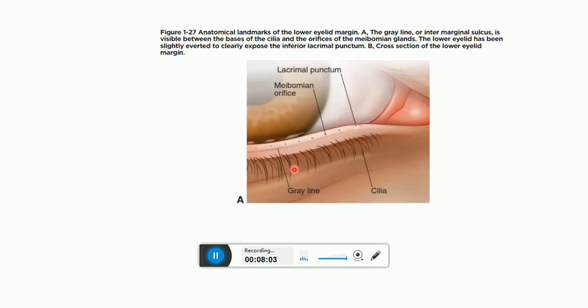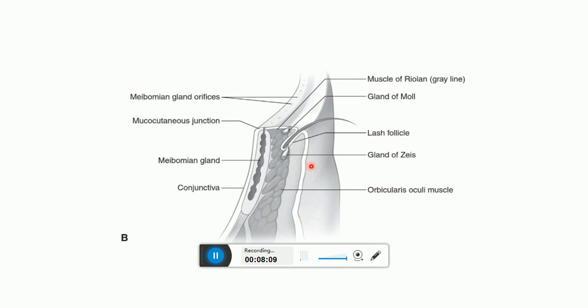Also there are glands of Moll. The glands of Moll are apocrine sweat glands in the skin. Here you can see the glands of Zeiss associated with a lash follicle, and here you can see the gland of Moll. So these are the glands in the margins of the eyelid. Here you can see again the gray line, the meibomian gland orifices, and here you can see the muscle of Riolan. The gray line is actually the muscle of Riolan.